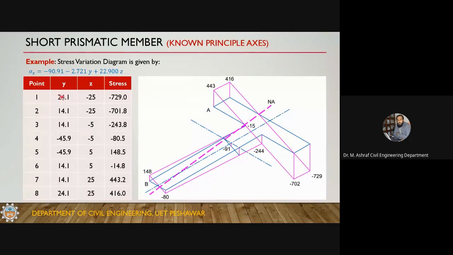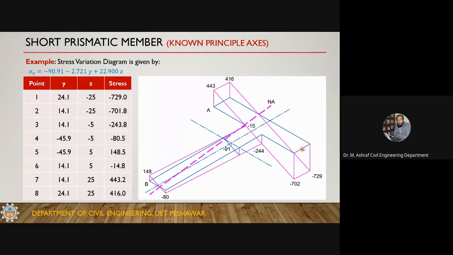So these are the coordinates for point number 1: 24.1 and minus 25. For point 2, 14.1 and minus 25, and these are the coordinates accordingly. When I plug the values into this formula, I got these stresses: minus 729, minus 701, minus 243, minus 80, plus 148, minus 14, plus 443, and plus 416. I represented these values in a table, since there are many values, so they are easy to understand. So just plot these values now.